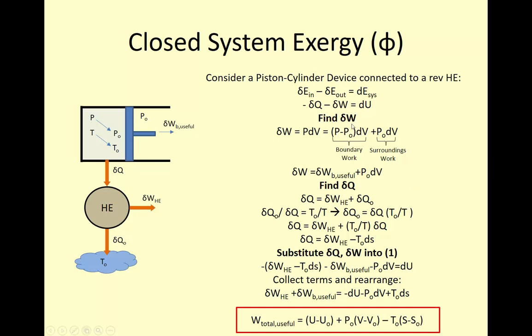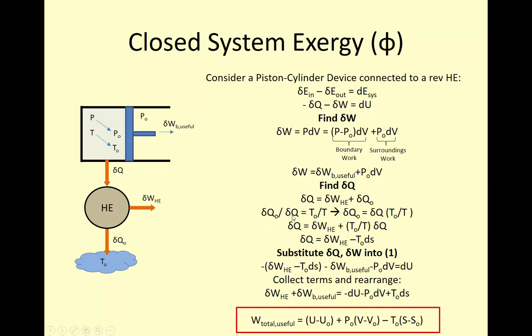We can say that this term is just the useful boundary work, because that's the useful boundary work that's ongoing within our system. So we can find that del W is equal to this del W_b, or this useful boundary work, plus the surroundings work, which is P0 times dV. Okay, so now we want to find del Q. So in this case, del Q is equal to this del work of the heat engine plus this del Q0 of the heat that's being rejected to the environment at T0.